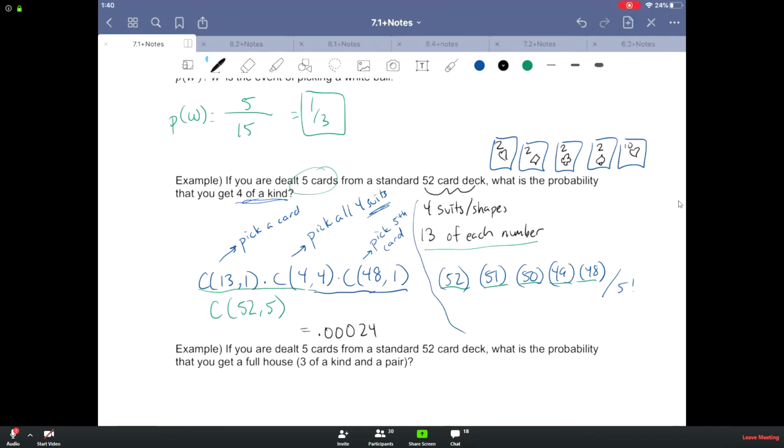Any other questions on that one? The percent, you can just leave it as a decimal. That percent is 0.024%, just moving the decimal place over to the right twice.